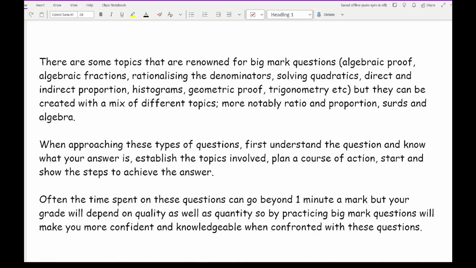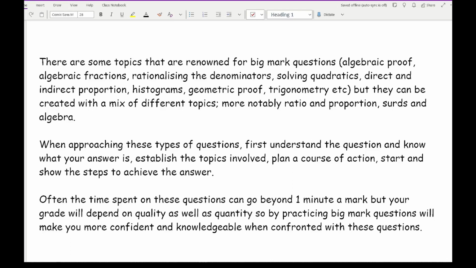Some of these include algebraic proof, algebraic fractions, rationalize the denominator, solving quadratics, direct and indirect proportion, histograms, geometric proof, trigonometry, and general problem solving questions. Now, these can be created as a mixture of different topics, more notably with ratio and proportion, surds, and algebra.